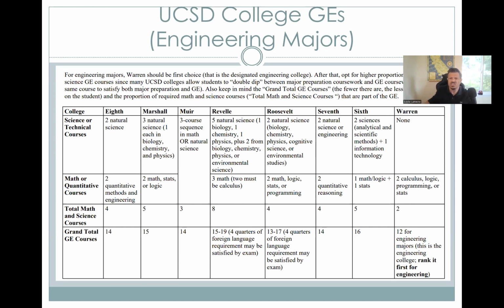Its orientation is a lot of social justice stuff, the minority experience in the US. And Roosevelt puts a lot of emphasis and effort on language courses too. So long story short, Warren, if you're in engineering, you want to do it. Roosevelt might be a little bit dicey with the language classes. Muir, Sixth, Seventh, and Eighth are probably the easiest way to go after those. Again, no impact on admissions, just impact on your general quality of life once you're at UC.